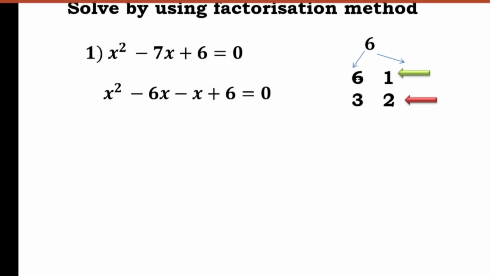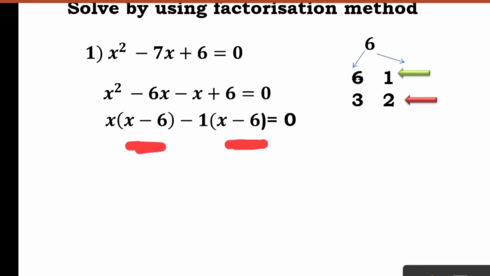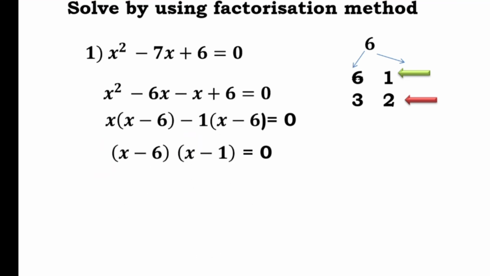So now you can take common. As you know, now you'll understand very fast. X is common, x minus 6, and this side we take minus 1 as common. If you multiply minus 1, you get minus 1x here in this case, and minus 1 becomes plus 6, which was right. Now again take x minus 6 common, so you will remain with x and minus 1. That is like this: x minus 6, x minus 1.